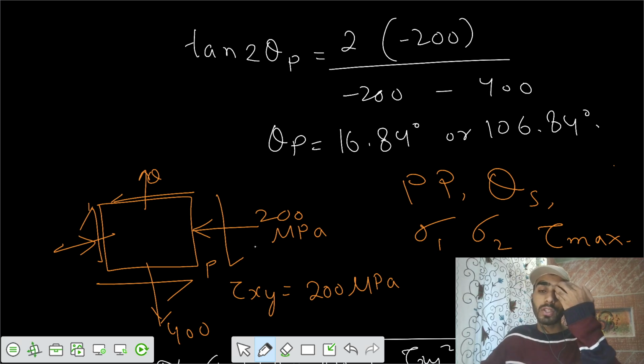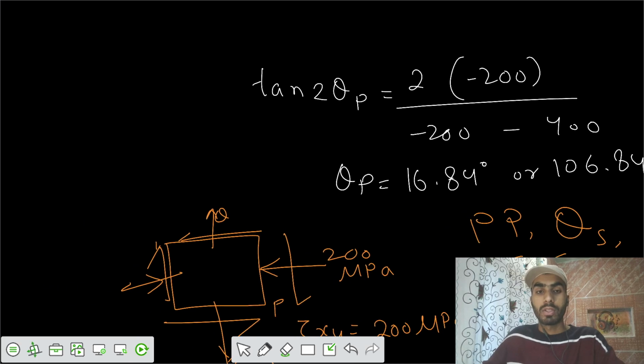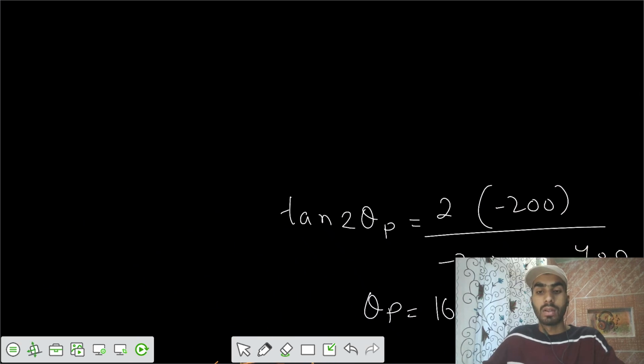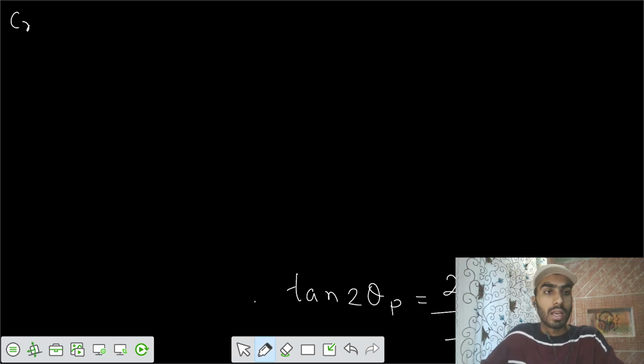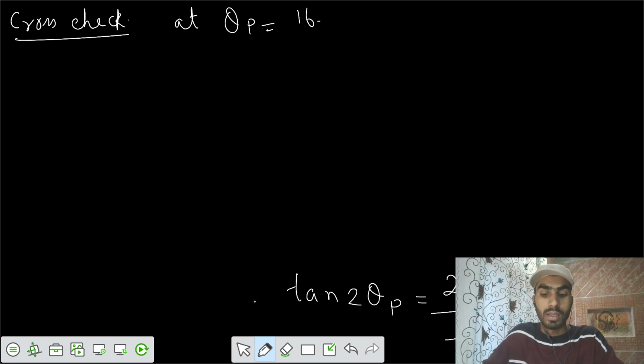Now we want to cross check on which particular theta p you have sigma 1 acting, and on which theta p your sigma 2 is acting. So we would check that now. Let's check it for theta p equals 16.84 degrees. We would write cross check at theta p equals 16.84 degrees.